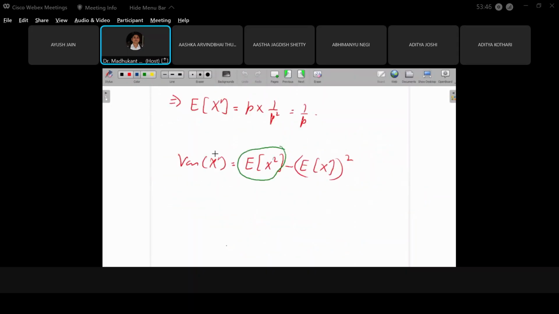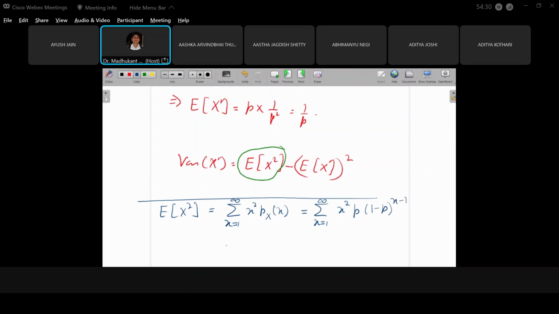Here you can show that the expectation of x is 1 by p. Now similarly you can identify the expectation of x squared. So expectation of x squared is equal to summation x equals 1 to infinity x squared times p_X(x). Now p_X(x) is again p times (1 minus p) to the power x minus 1.